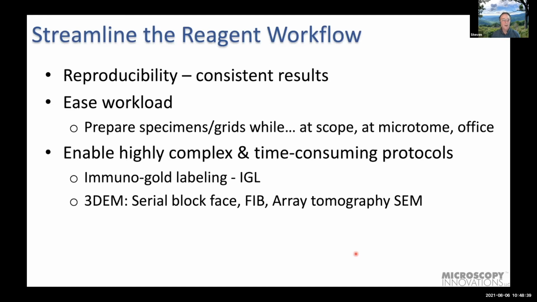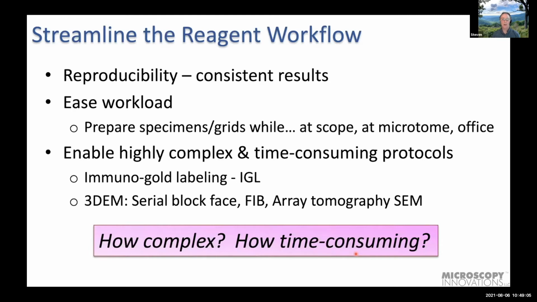We also want to enable really highly complex and time-consuming protocols. Immunogold labeling, IGL, is certainly one of those. And a more recent technique that's becoming increasingly important are the three-dimensional electron microscopy methods like serial block face SEM, FIB-SEM, and array tomography SEM. These require an extensive amount of time. Well, how complex are these and how time consuming? Where are we going to reap benefit from being able to streamline and even automate this workflow?